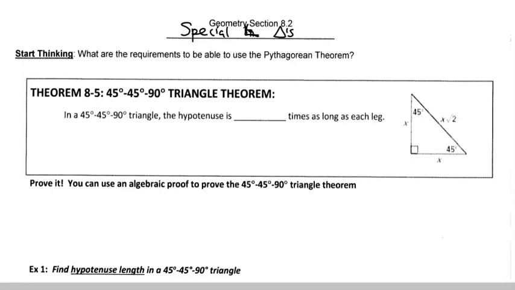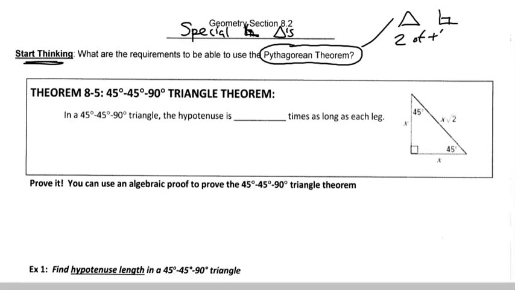Before we get into special right triangles, let's do a little review over what we learned in 8.1. 8.1 was the Pythagorean theorem. What are the requirements to be able to use the Pythagorean theorem? Do you guys remember one really important thing? The triangle had to be right. And then almost always you needed two of the three sides.